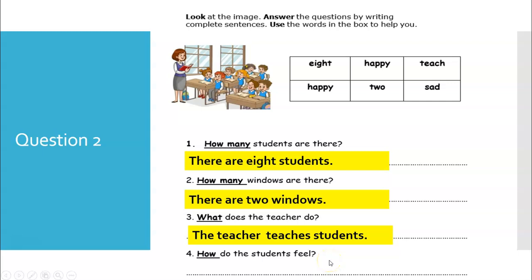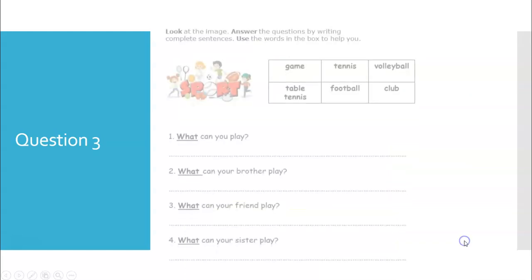Last question, how do students feel? Look at the faces of students. Of course, these students look happy. I can say the students feel happy or the students are happy, as you like. Okay, that's how we must answer in the exam. I should write complete sentences. If, for example, you write for how many students are there, only 8, then your answer is not complete. If for how many windows you write only 2, then your answer is not complete. So please avoid that.